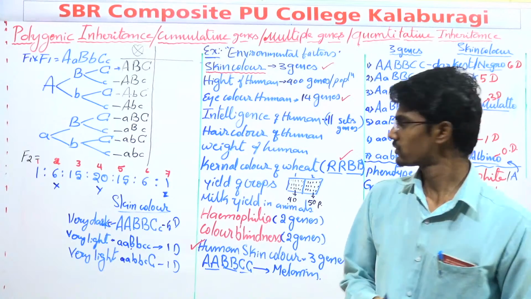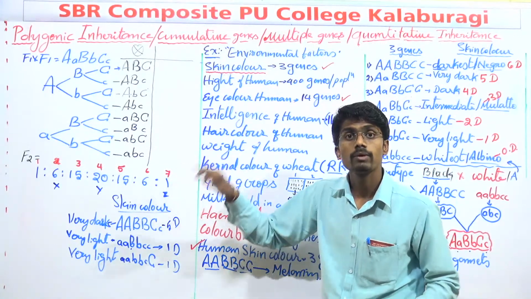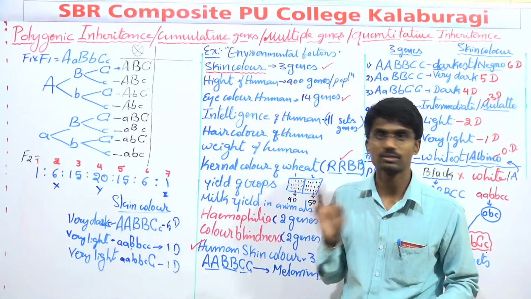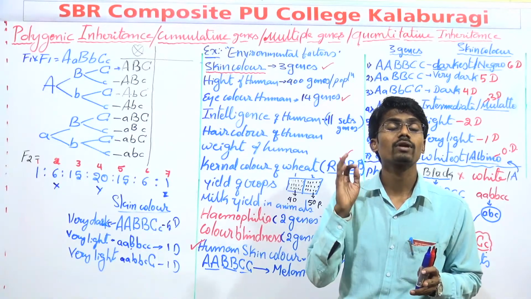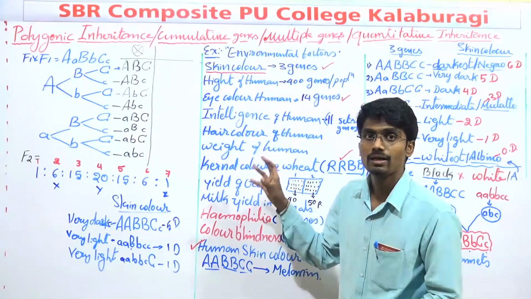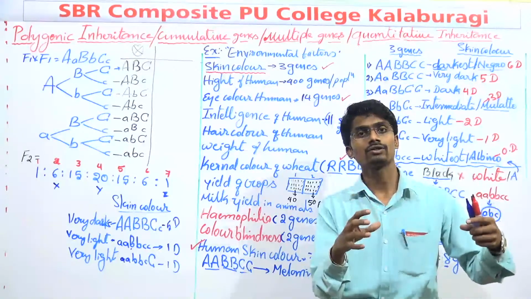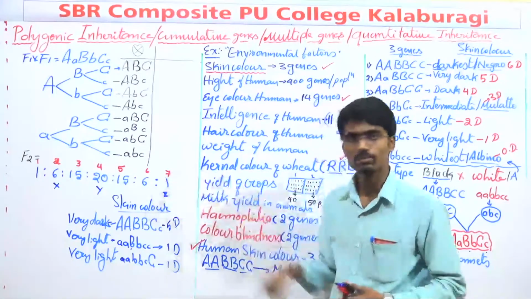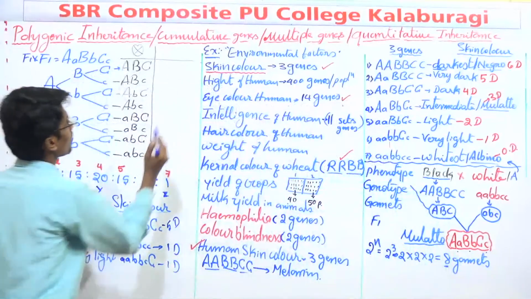Got it? And dear students, based on this phenotypic ratio, they will ask another kind of question. It is asked in AIIMS and NEET examinations. They ask about the bell shape of phenotypic inheritance. What is the shape of the graph in polygenic inheritance? Bell shape, triangular shape, etc. Can you draw the graph of the phenotypic ratio? What is the shape of the graph?